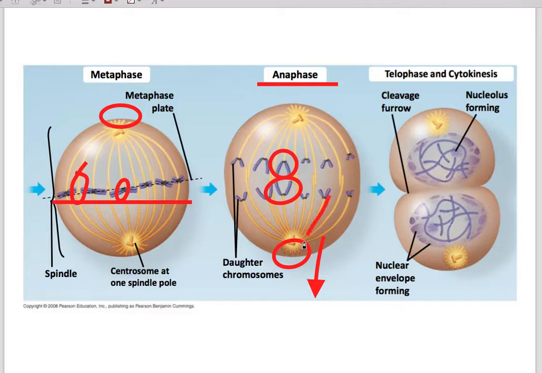I cannot get that. They are pulling down, so kinetochore microtubules are also pulling this direction.